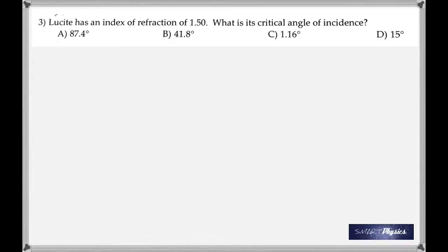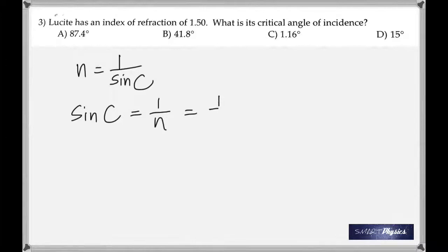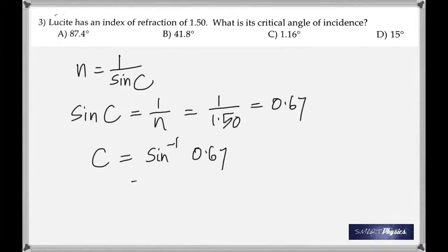And in this question, index of refraction is given. Find the critical angle. Direct. N is 1 by sine C. Refractive index is 1 by sine C. So sine C is 1 by N. And then take the sine inverse of 0.67, which gives 42 degrees.